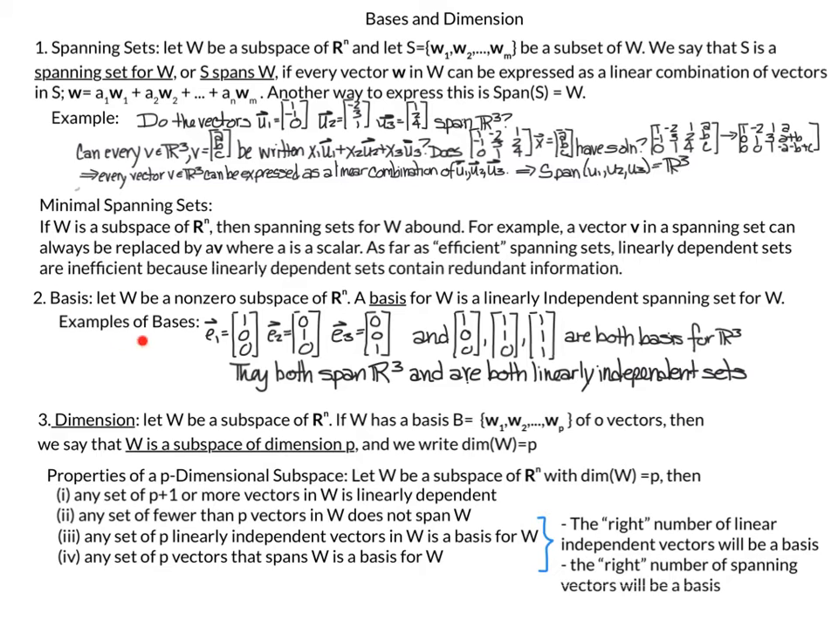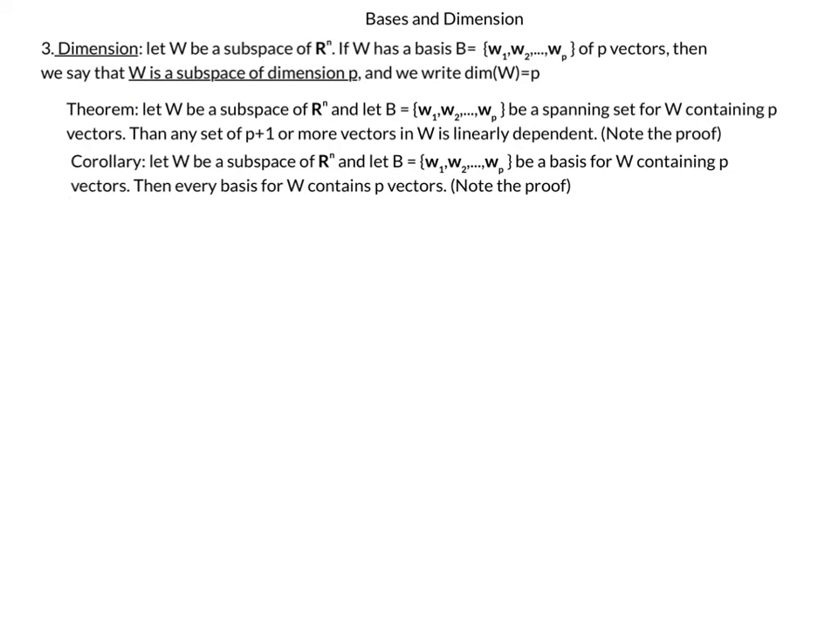Now that we've talked about bases, we're ready to discuss dimension. If we have a vector space W, and W has a basis of p vectors, then we say that W is a subspace of dimension p, and we write dimension W is equal to p. In other words, the dimension of W is just equal to the number of vectors in the basis.